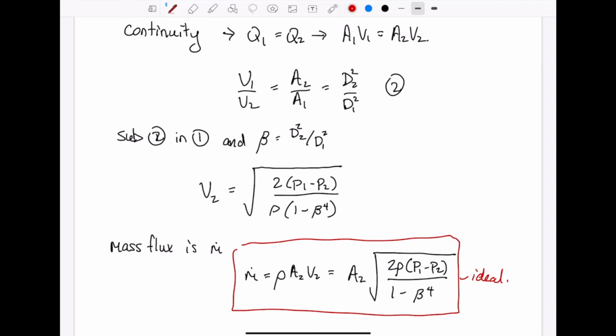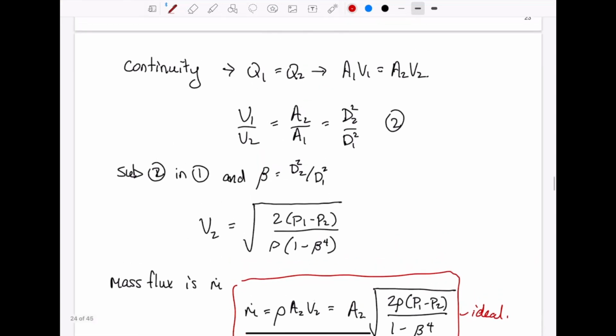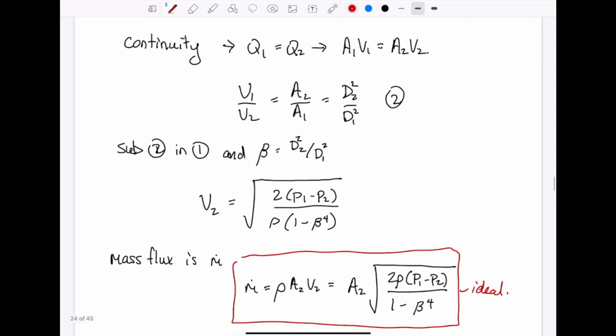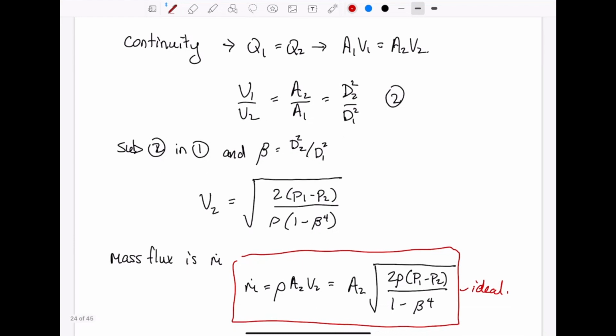So let me just look at the chat quickly. So why would that answer be squared and not to the power of 4? Well, our ratio in the equation is A2 over A1 squared. And if A2 over A1 is equal to D2 over D1 squared, then we just square it again. So it's to the power of 4. So our beta is to the power of 4.